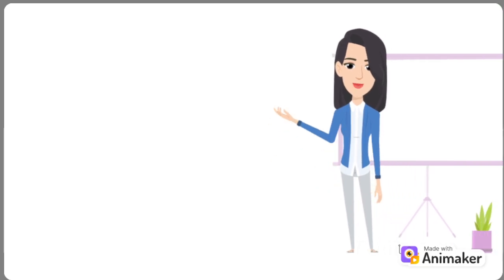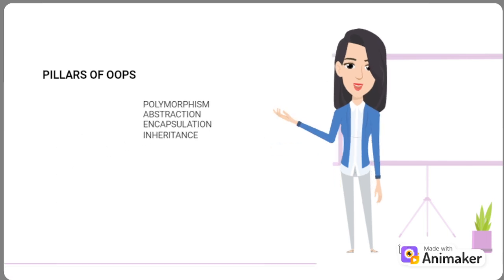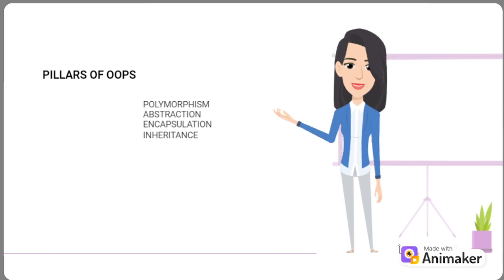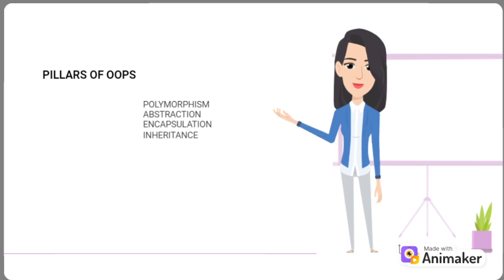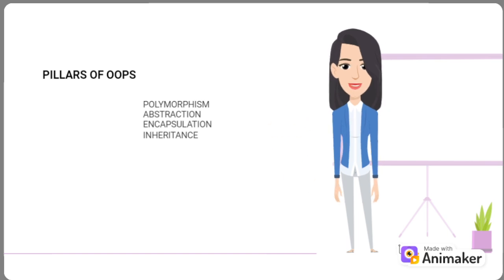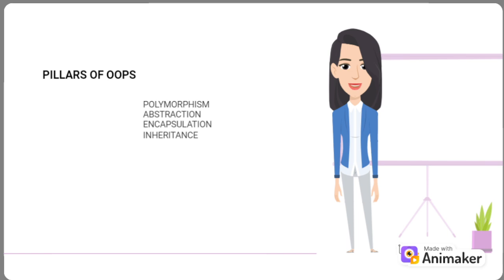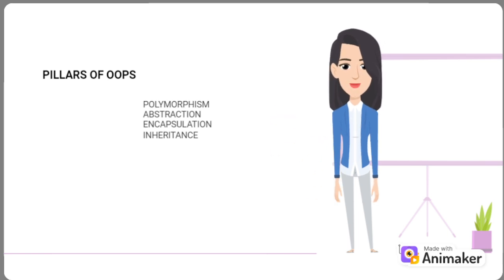Object-oriented programming is based on 4 key principles. Encapsulation bundles data and methods into a single unit, protecting data from outside interference. Inheritance allows one class to inherit properties and methods from another, promoting code reuse. Polymorphism enables a single method to operate differently based on the object it acts upon. Abstraction hides complex details and shows only essential features, simplifying interactions.